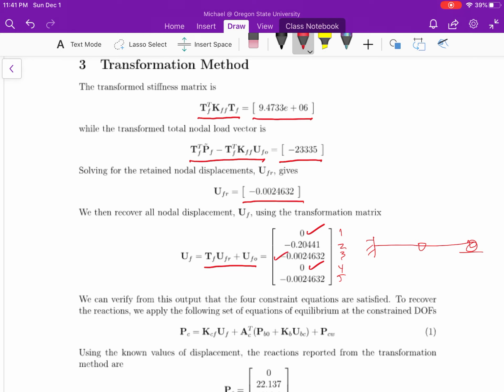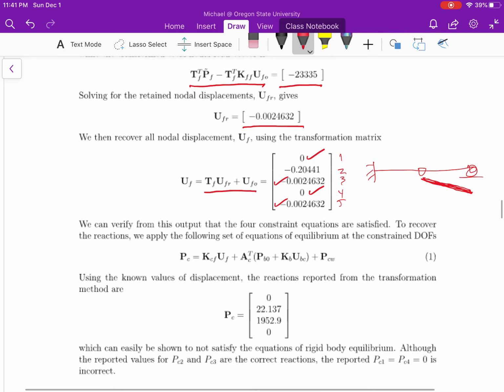And then also you see the degrees of freedom 3 and 5 have the same value, which just indicates that this flexurally rigid portion over here just moves as a rigid body, or rotates as a rigid body, and has the same rotation on both sides.